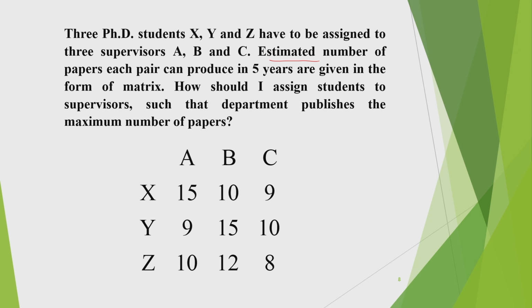Similarly, if Y goes to A, then 9 papers can be produced, Y goes to B, that is 15, and if Y makes C as a supervisor, then 10 can be produced. Similarly, the ZA combination gives 10, ZB 12 and ZC gives 8. Okay. So now naturally our interest is how should I assign students to supervisors such that the department publishes the maximum number of papers. So the department's interest is to publish the maximum number of papers.